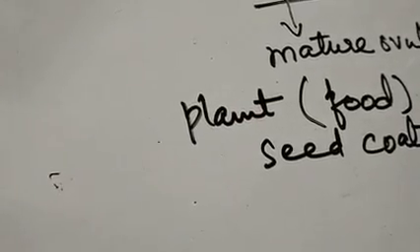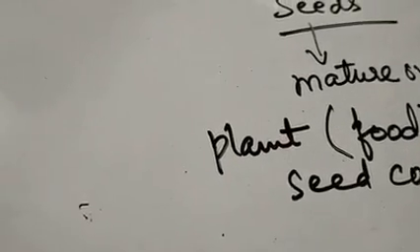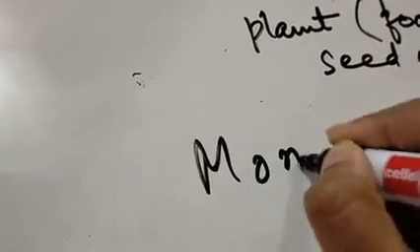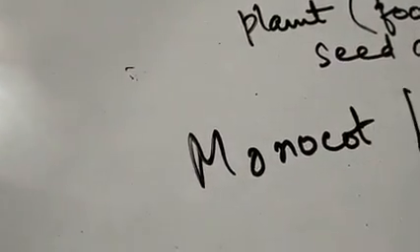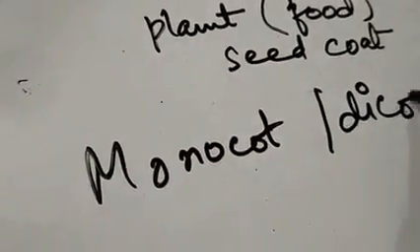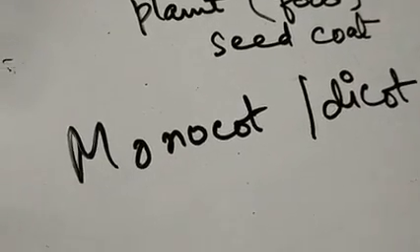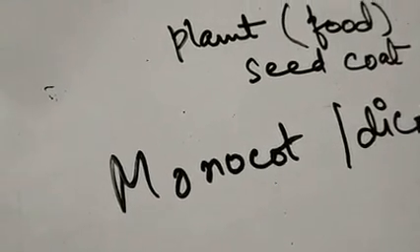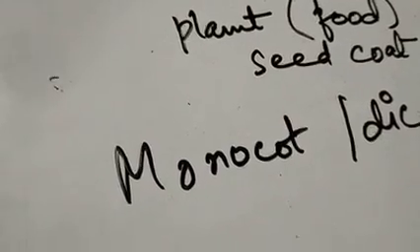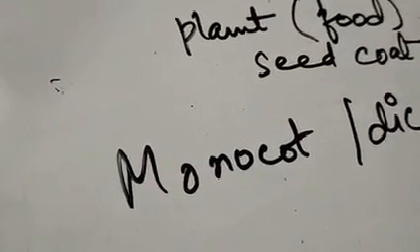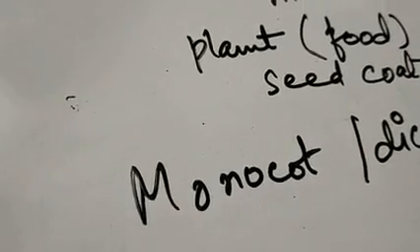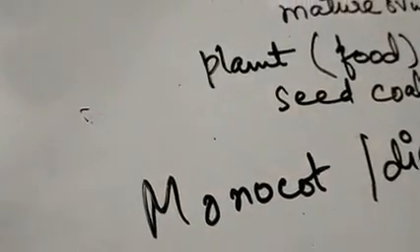Now when we are talking about seeds, there are different kinds of seed. You have studied one kind, that is monocot and dicot. What is monocot and what is dicot? Monocotyledonous seeds contain one cotyledon, like rice, your maize, your wheat, your coconut. All these are monocot seeds. They have only one cotyledon, one part.